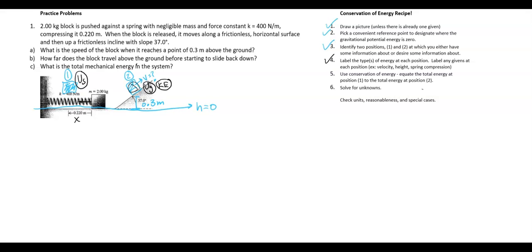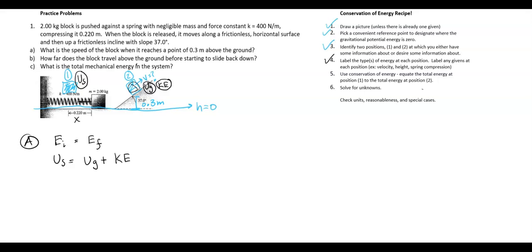Use conservation of energy. Equate the total energy of position 1 to the total energy of position 2. So energy initial equals energy final. That statement tells us we're using conservation of energy. At point 1, we have spring potential energy. At point 2, we just have gravitational and kinetic, and we are summing the total energies, so it's going to be UG plus KE. This is an example of a conservative system because there is no friction in this problem, so there is no work due to friction. We don't have to add or subtract anything extra in this one.